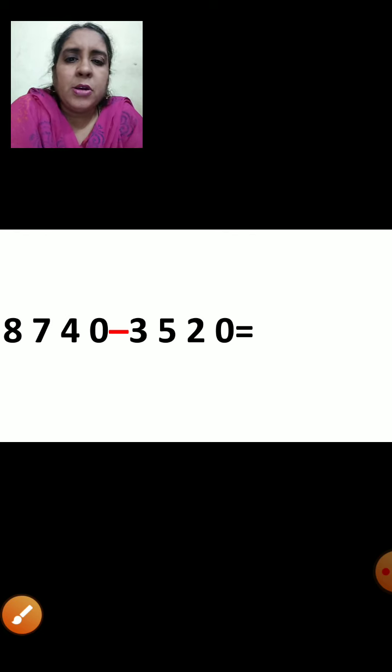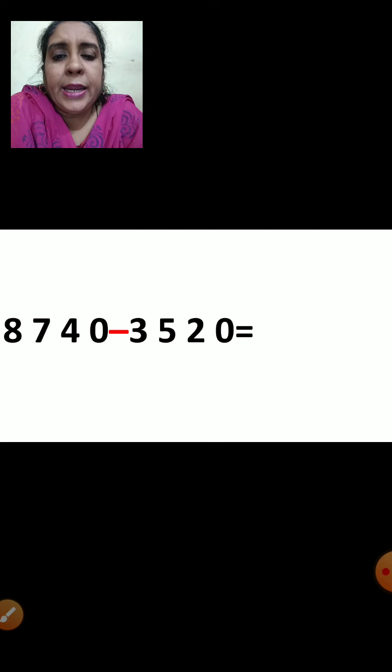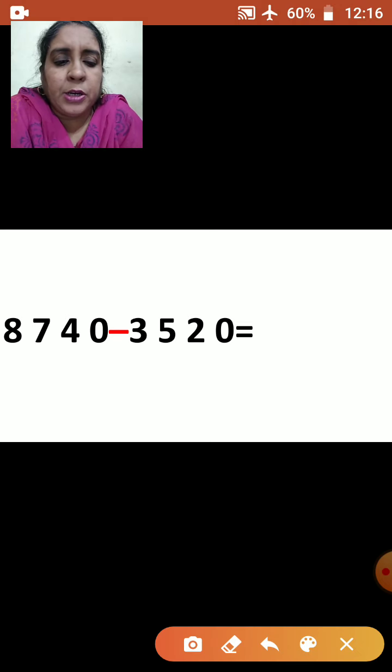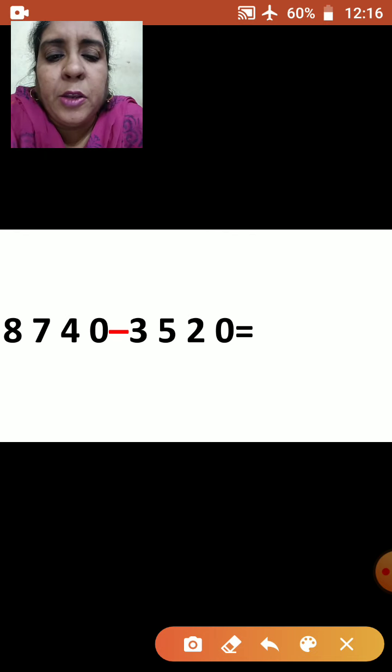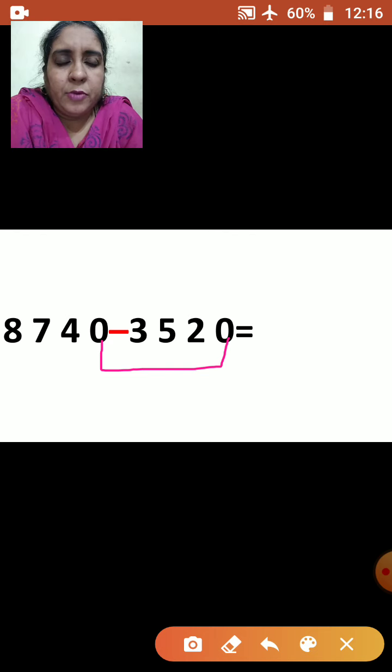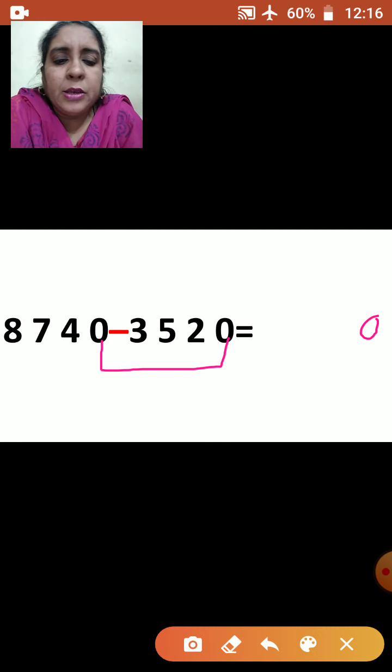Now let us do next sum. Here also see the question: 8740 minus 3520. So now how are you going to start? From the units place. Now see the units place number. Which number is in units place? Yes, 0. So we will start 0 minus 0. What will be your answer? 0 minus 0 will be 0.